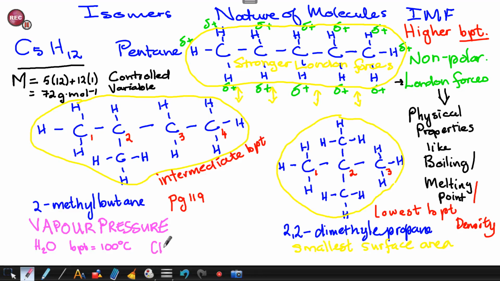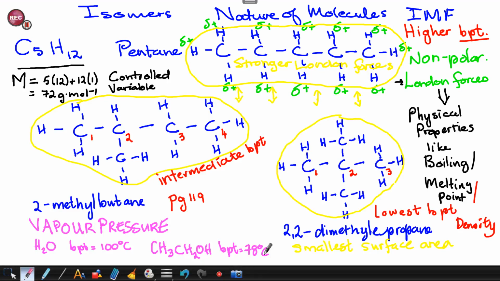But ethanol, CH3CH2OH, has a boiling point of 78 degrees Celsius. Which one will have the highest vapor pressure? Which one will evaporate the easiest? The ethanol. Yes. The ethanol will evaporate with the greatest ease. So it will form more vapor than the water at the same temperature. Say the water and the ethanol are at 30 degrees. Which one will evaporate quicker? Ethanol. So it will have more vapor in the atmosphere. It will exert more vapor pressure.